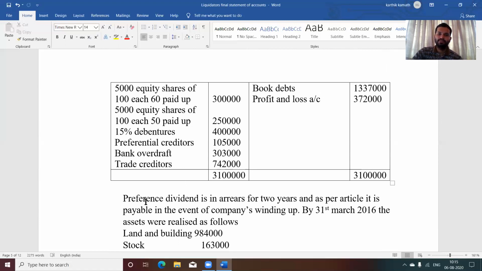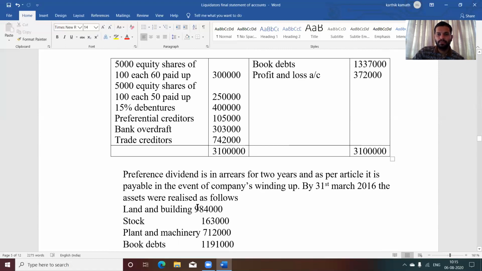Preference dividend arrears must be paid after returning the preference share capital. So that information you need to see while solving the problem. By 31st March 2016, the assets were realized as follows.